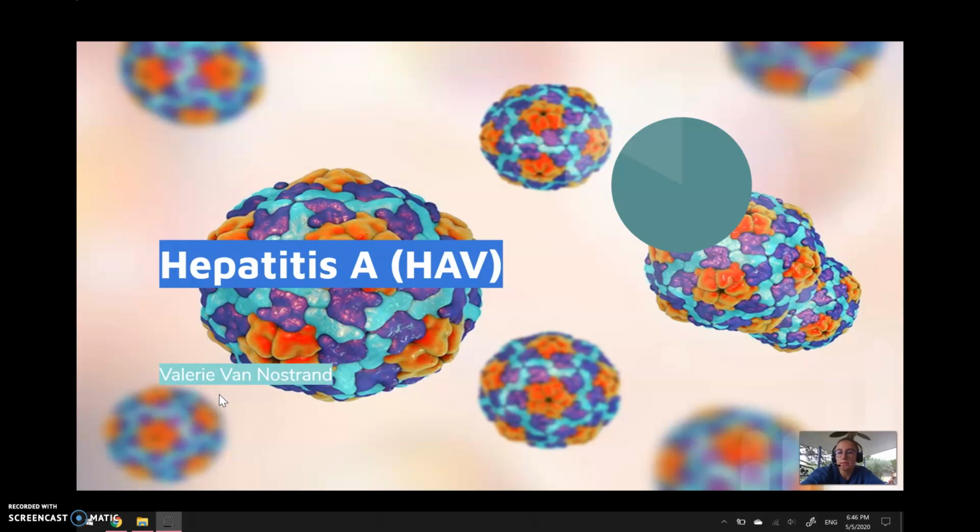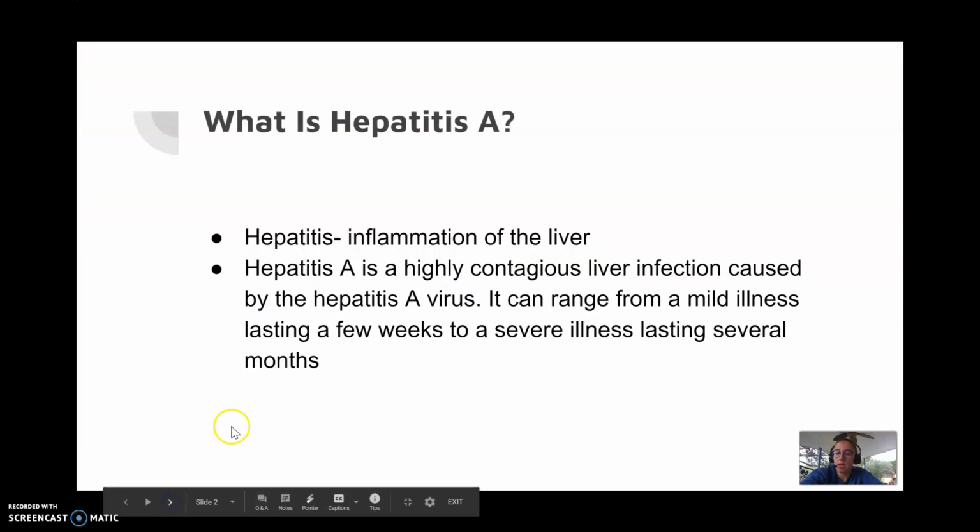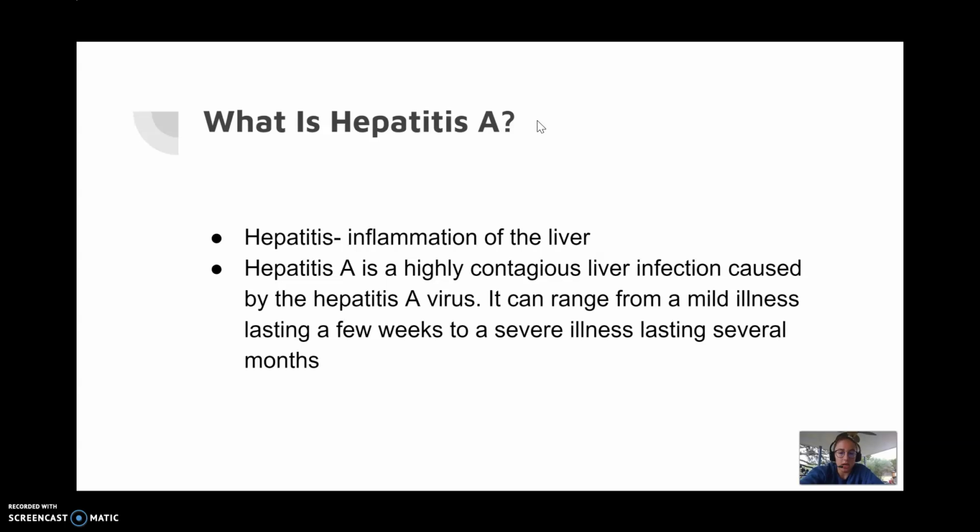What is hepatitis? Well, hepatitis itself is an inflammation of the liver. Hepatitis A is a highly contagious liver infection caused by the hepatitis A virus, and it can range from a mild illness lasting just a few weeks to a severe illness that lasts several months.